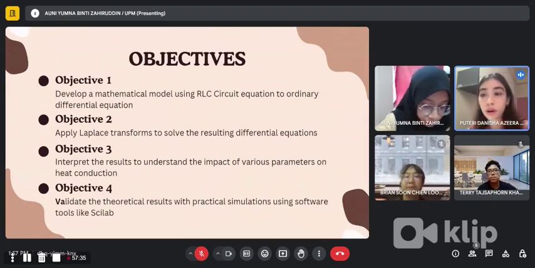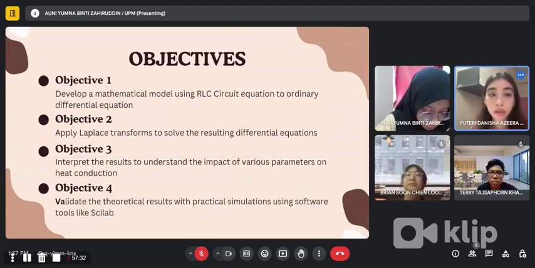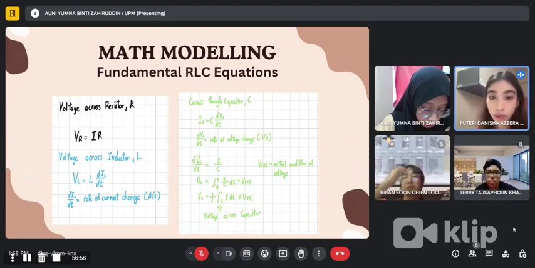Next, the objectives of our group RLC circuit. The first one is to develop a mathematical model using the RLC circuit equation into an ordinary differential equation. The second objective is to apply Laplace transform to solve the resulting differential equations. The third objective is to interpret the result to understand the impact of various parameters on heat conduction. And the last objective is to validate the theoretical result with practical simulations using software tools like Scilab. Next, I will pass to Terry.